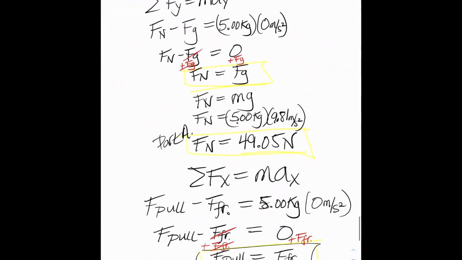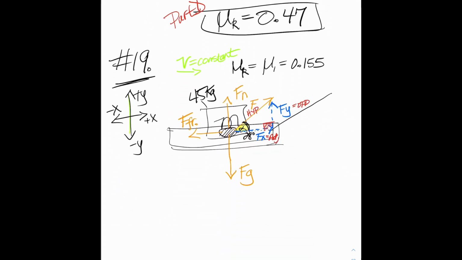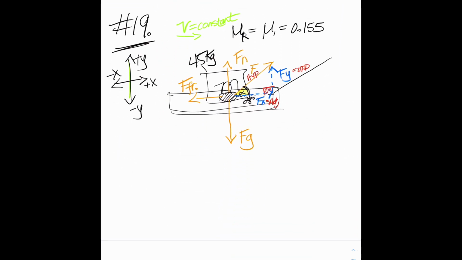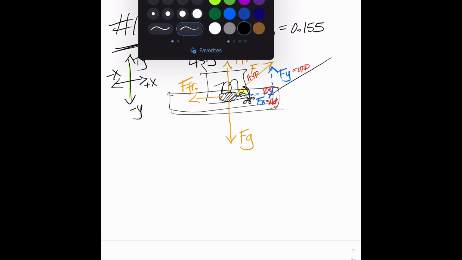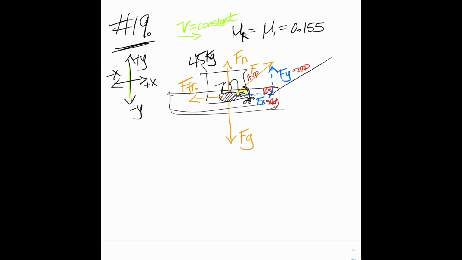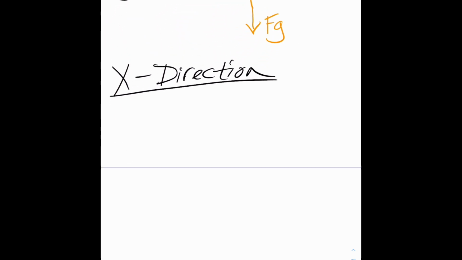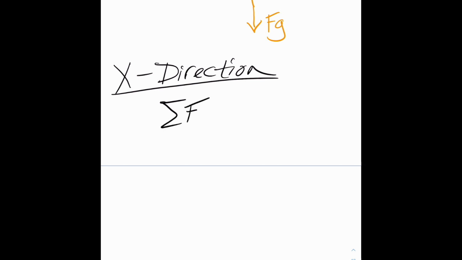Okay, so to get frictional force, which is an x force, we want to work in the x direction. Let's go ahead and start there. So we're going to go ahead and write that down. And we'll write sigma Fx equals max.